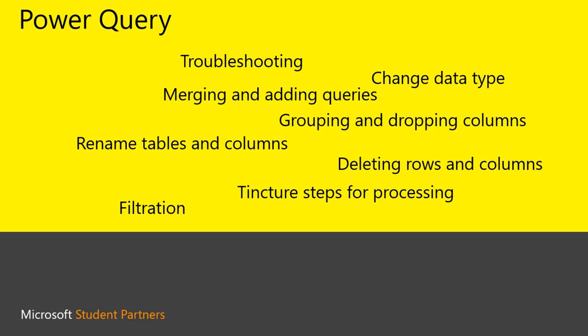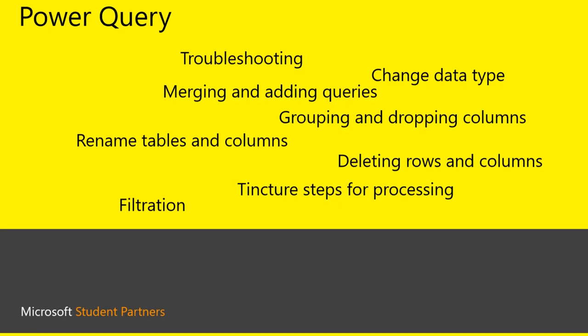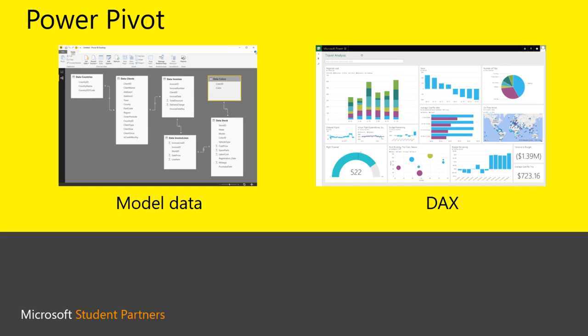Because you can use a format, you can use a rename tool, and filtration. You can use any tools for this. It's no problem. Okay, and Power BI Pivot. You can make new data with the data model. It's a link in your database.